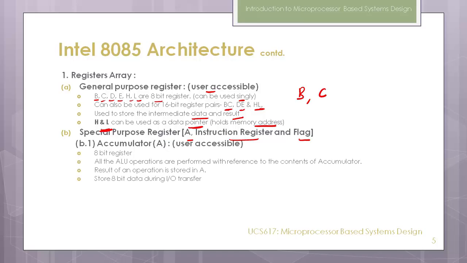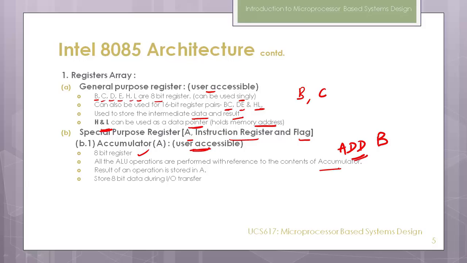First one, the accumulator. It is a user accessible register. It is 8-bit. All the ALU operations are performed with reference to the contents of the accumulator. The major point here is that when we want to perform any kind of operation, for example addition, one value is always stored in the accumulator and the second is in any of the general purpose registers. For example, we write ADD B. So what is the meaning of this instruction?